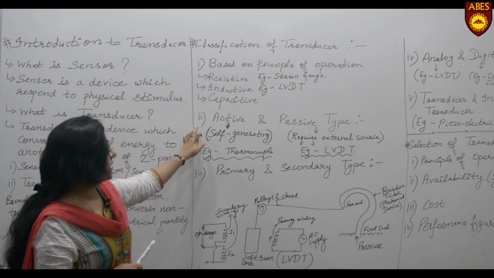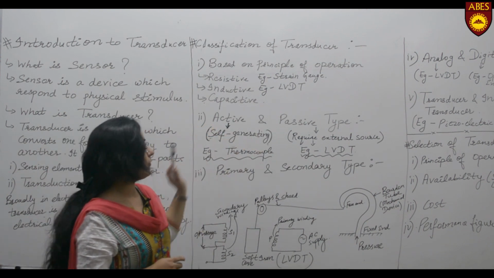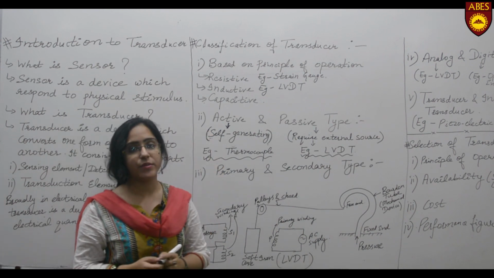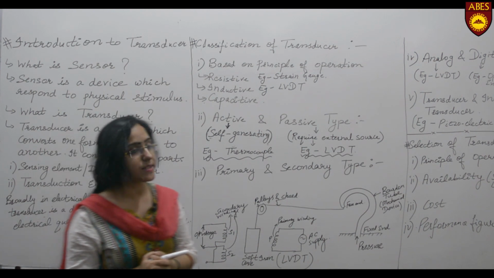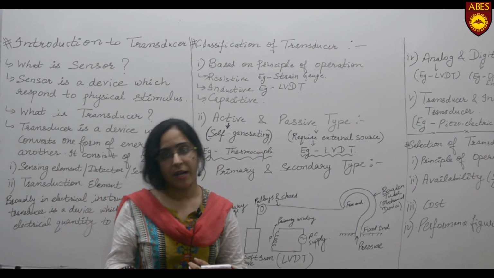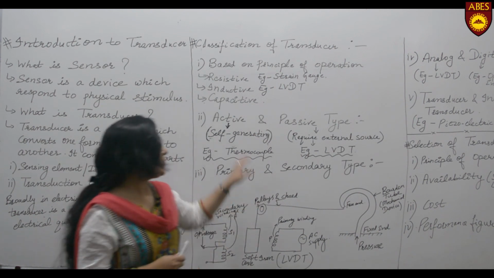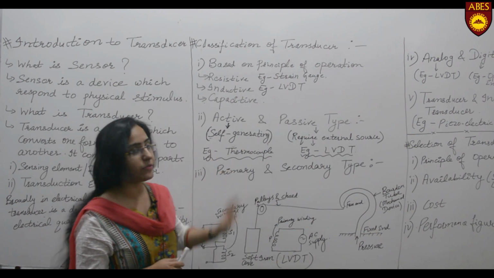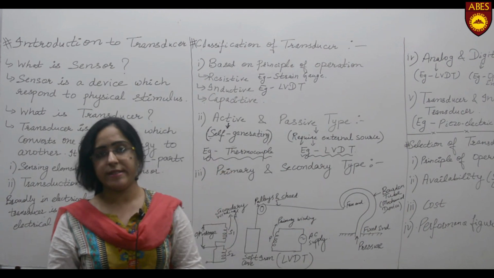The second classification is active and passive type of transducer. As the name shows, active transducers are the ones which are self-generating, and passive transducers are the ones which require an auxiliary power supply or an external source of supply. An active transducer is self-generating, so we can have the example of the thermocouple. As we all know, the thermocouple works on the principle of the Seebeck effect.